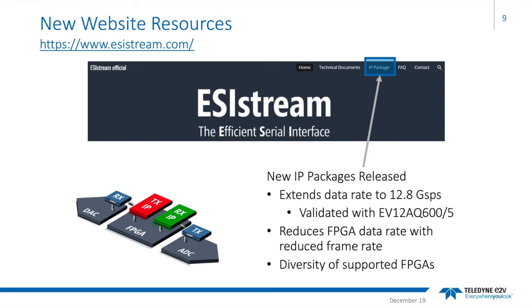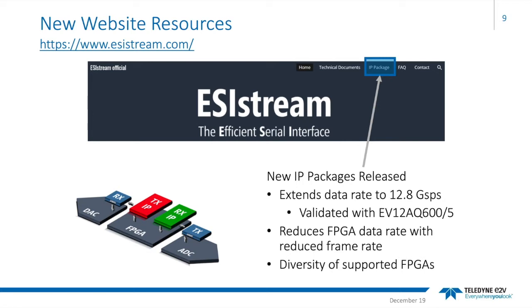The first piece of news I'd like to share is that Teledyne E2V has recently released its latest version of the ESIstream design resource website, which can be found at www.esistream.com. It has a slightly different look and feel today and now includes several new repositories of information. Notice here the highlighted IP package link. This is where you will find all the information for the various packages I'm going to discuss now.